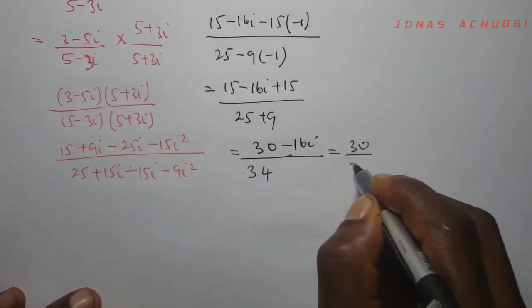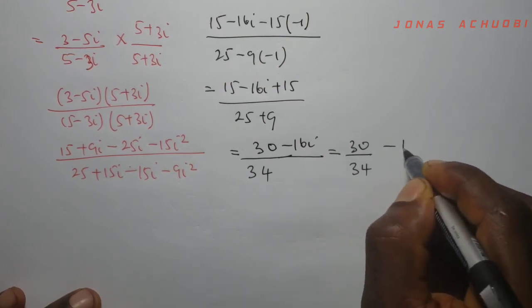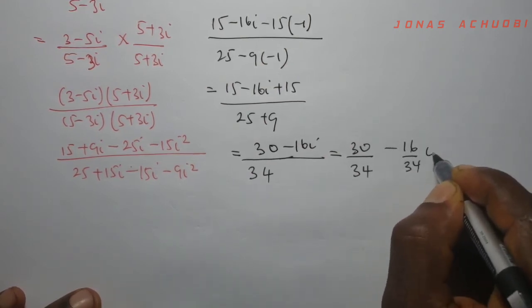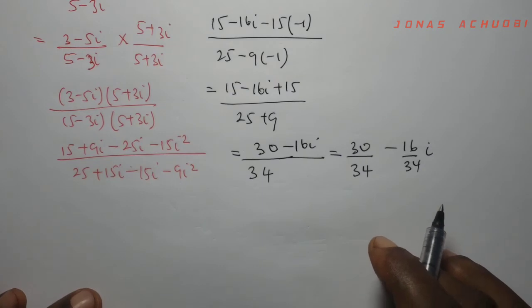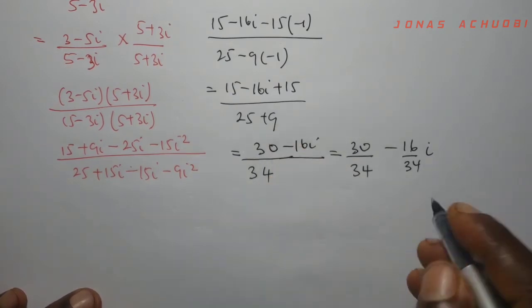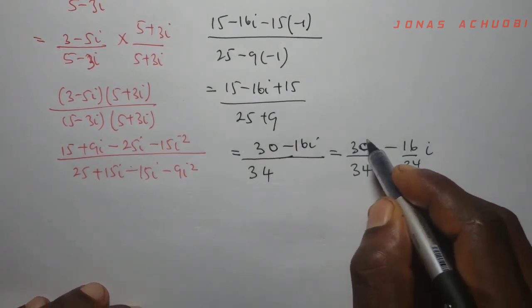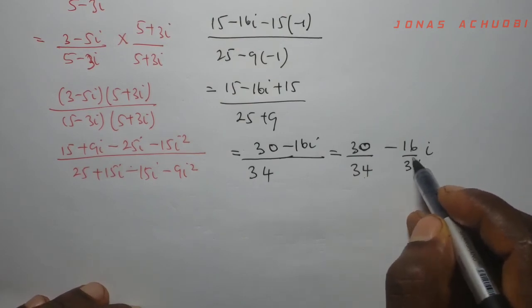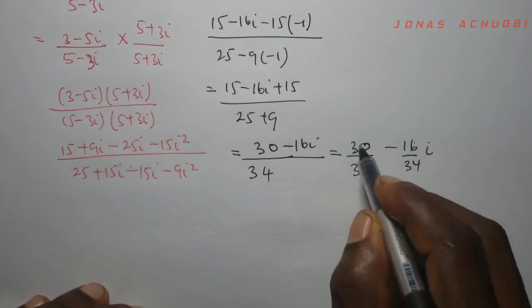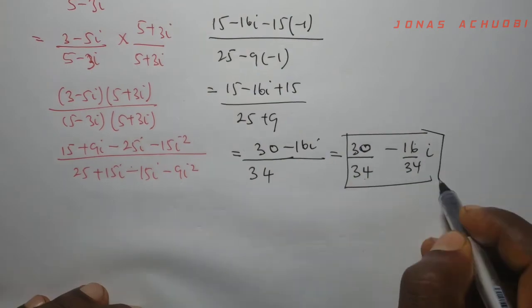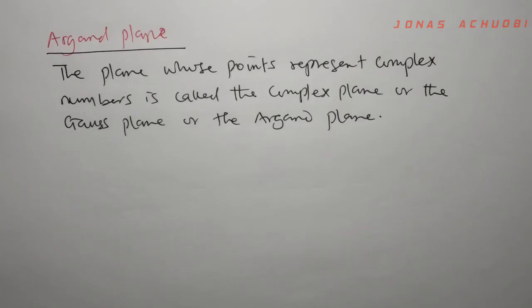So we can write this again in standard form as 30 over 34 minus 16 over 34 i. The real part is 30 over 34, and the imaginary part is minus 16 over 34. Of course, we can break this further down to its lowest terms.